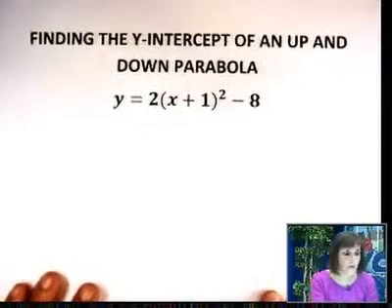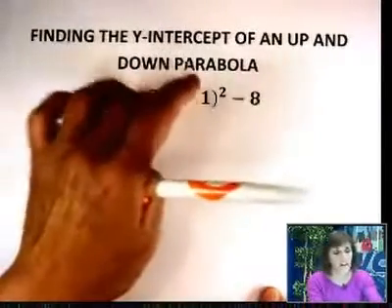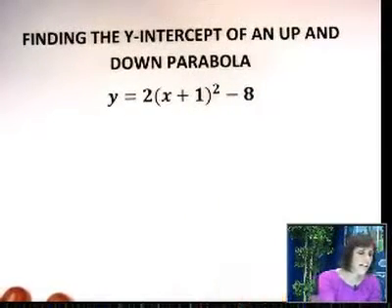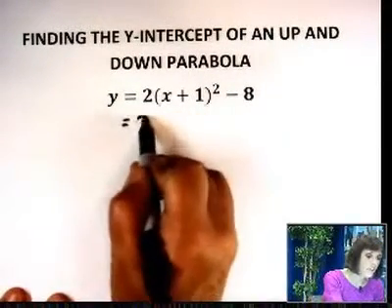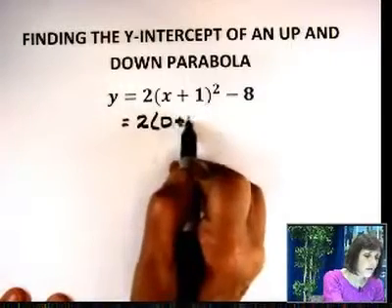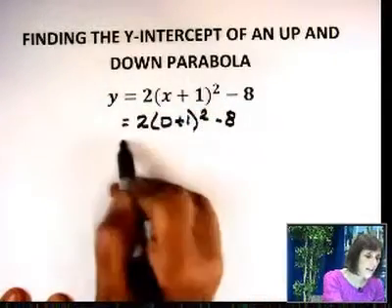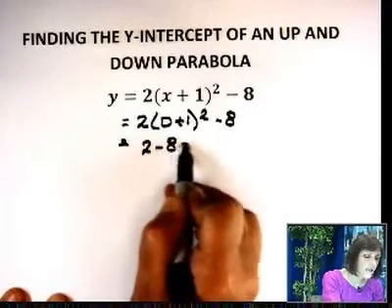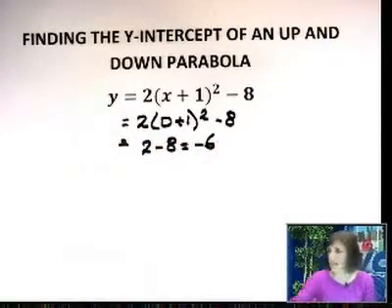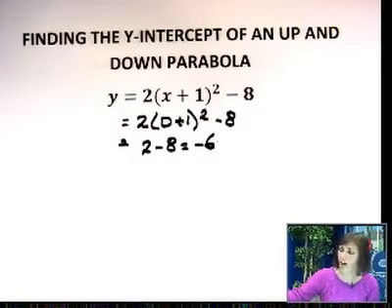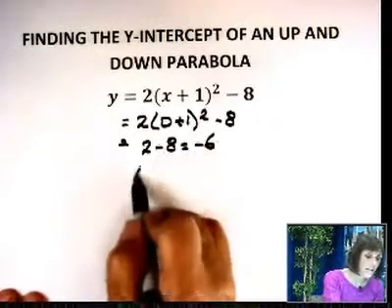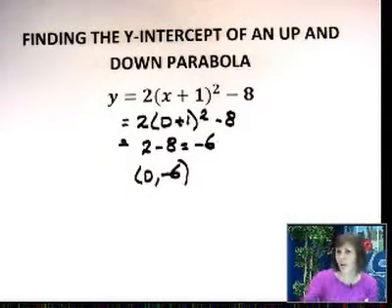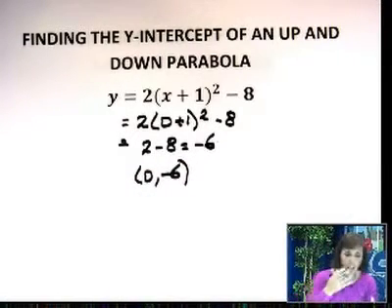For the y-intercept of an up and down parabola, if it is in this form, it doesn't matter, put 0 for x. That's going to give me 2 times (0 plus 1) squared minus 8. That one is 2 times 1. That's 2 minus 8, negative 6. Is that what I got before? Wow, look at that. So it is (0, -6). Same answer. So I'm doing this in a bunch of different ways.